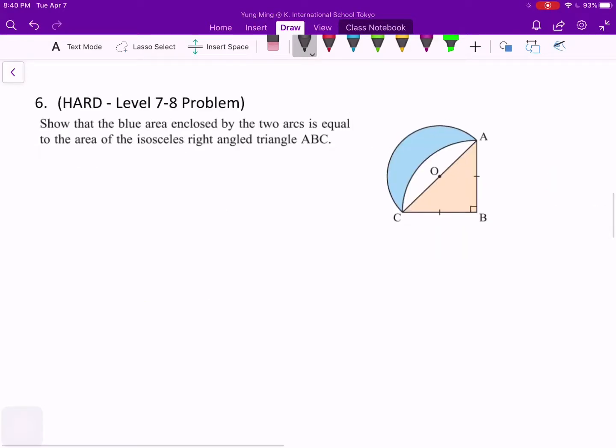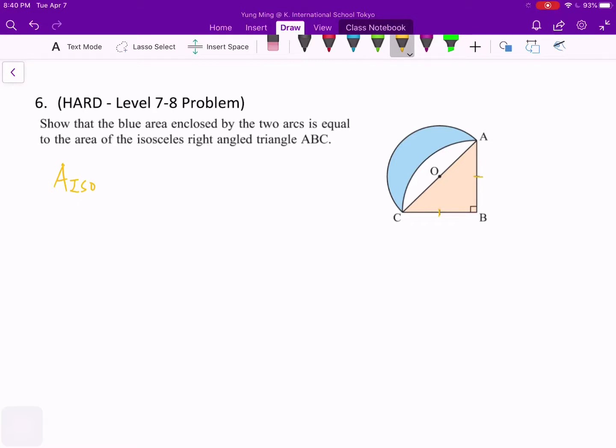The last question of the day, we're going to look at a hard question. This is definitely a level 7 to 8 question. We're going to prove that the orange area is exactly the same as the blue area. First of all, let's find out the triangle's area. The area of an isosceles triangle. By the way, this is actually an isosceles triangle, because we have the side lengths being the same.